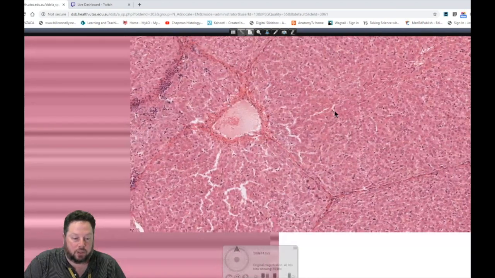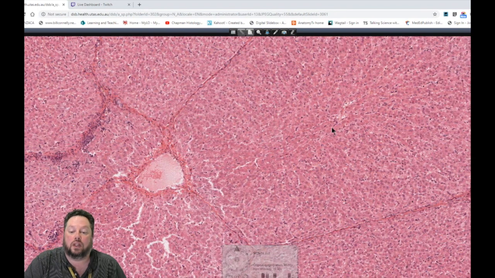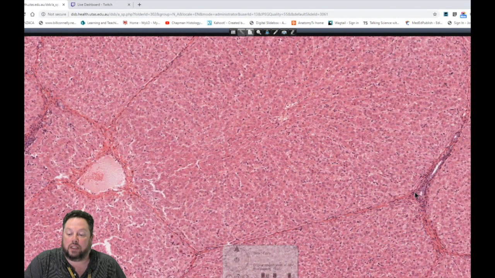Okay, so that's pretty much the classic lobule structure of the liver. As I mentioned, the blood comes from the periphery, percolates in, is collected by the central vein here, and the hepatocytes deal with the nutrients or toxins that are coming in.